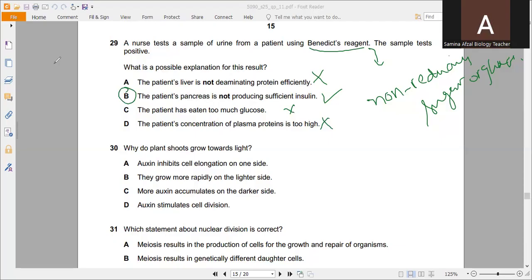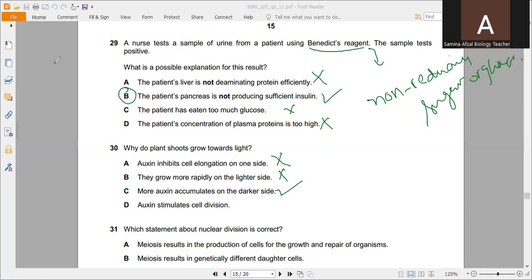So according to the question, the first option: auxins inhibit cell elongation on one side. Auxins are used to stimulate elongation in shoots. They will not inhibit, so this is not the correct option. Auxins grow more rapidly on the lighter side? They actually grow more rapidly on the darker side. So more auxin stimulates elongation on the darker side.